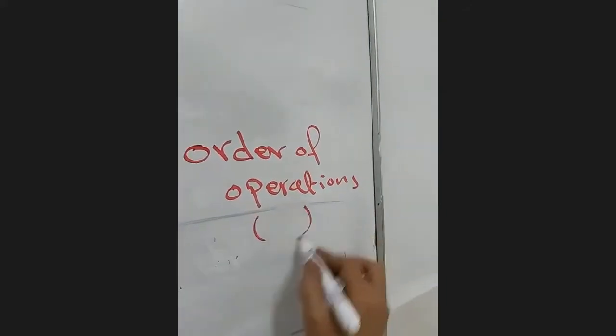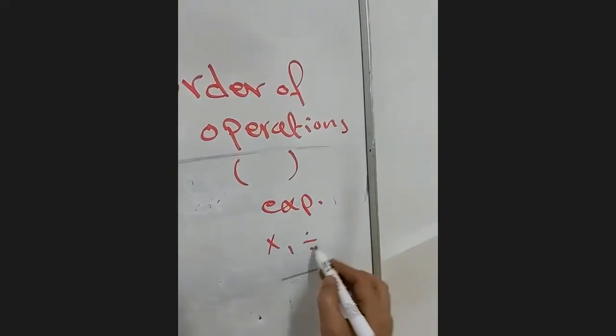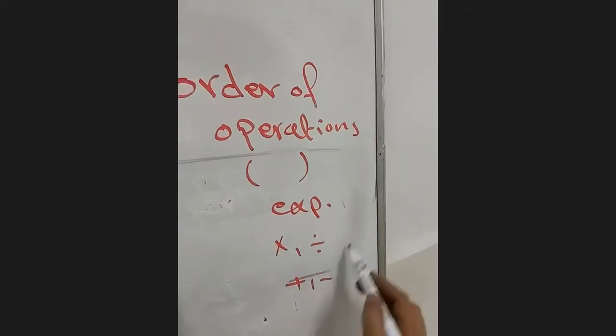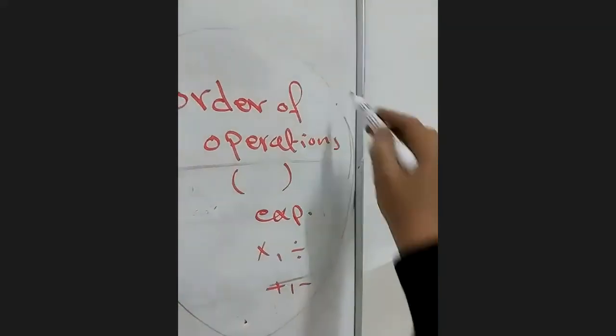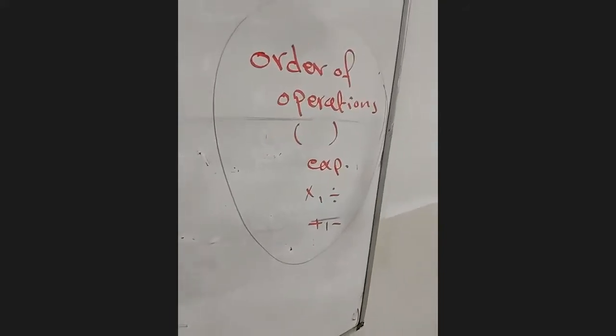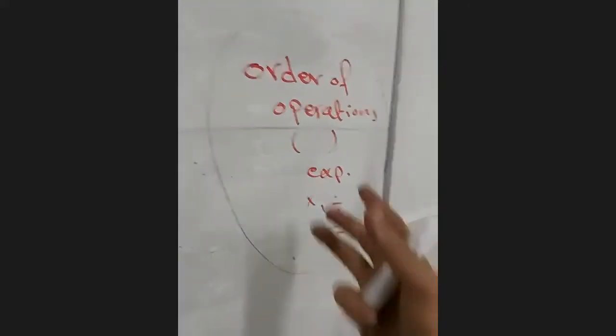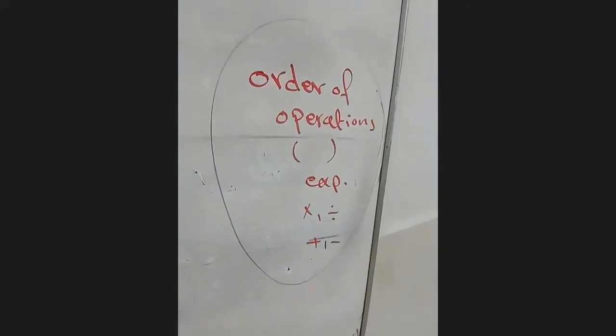We said we start with the brackets always, then the exponents, then multiply or divide, and at the end plus or minus. We didn't take that for nothing, guys. We don't take it and forget it. No. We took it to use it. We took this thing to use it later.